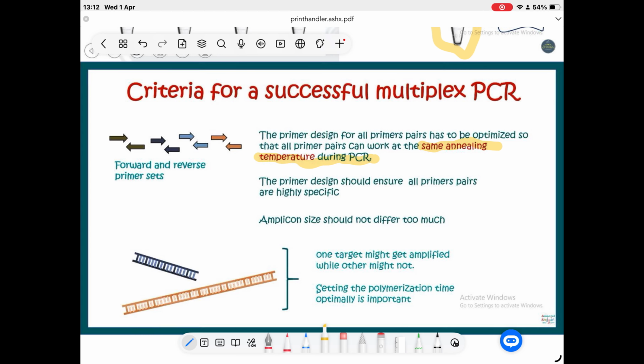Exactly. By the time the machine drops down to 55 degrees to allow that second primer to finally stabilize and bind, the first target has already monopolized the available dNTPs. The loose nucleotides. Right, the loose bricks. And it's occupied a massive percentage of the enzyme. So the first target amplifies exponentially, while the second target is starved of resources and barely amplifies at all. You end up with severe amplification bias.